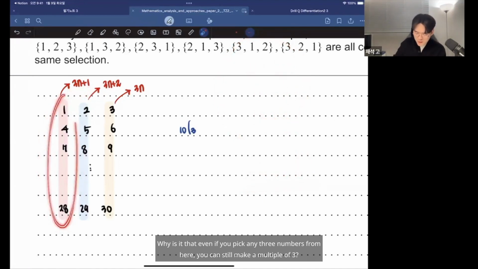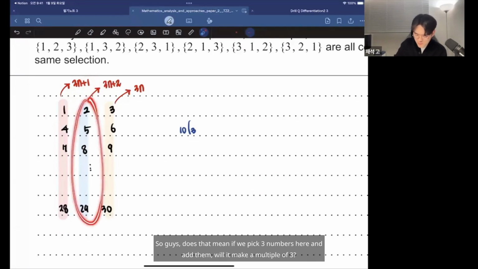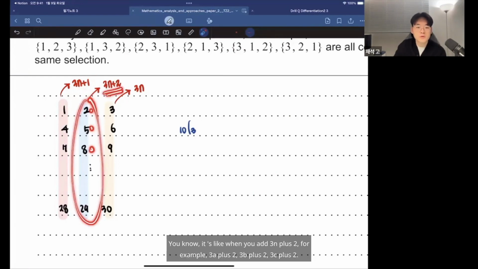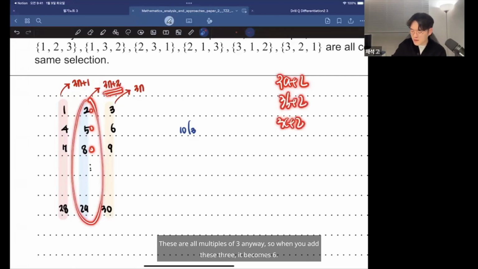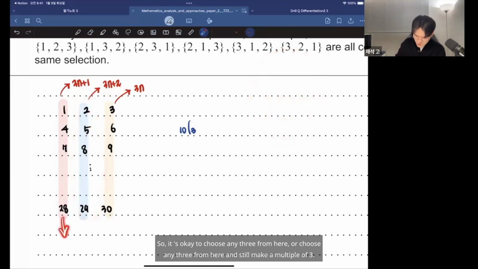Why is it that even if you pick any 3 numbers from here, you can still make a multiple of 3? So if you add 1 to 3n three times, it becomes 3 again. It's like when you add 3n plus 2, for example, 3a plus 2, 3b plus 2, 3c plus 2. When you add these 3, the remainders become 6. It means that another multiple of 3 is created. So it's okay to choose any 3 from here, or choose any 3 from here, and still make a multiple of 3. Is it clear so far?